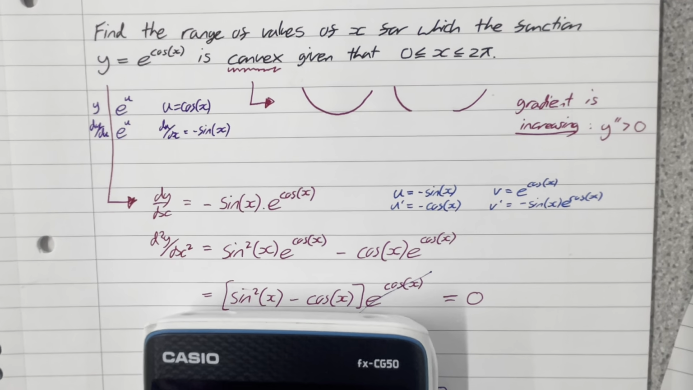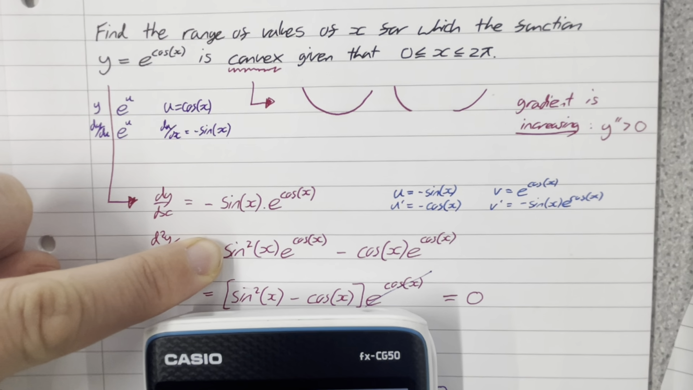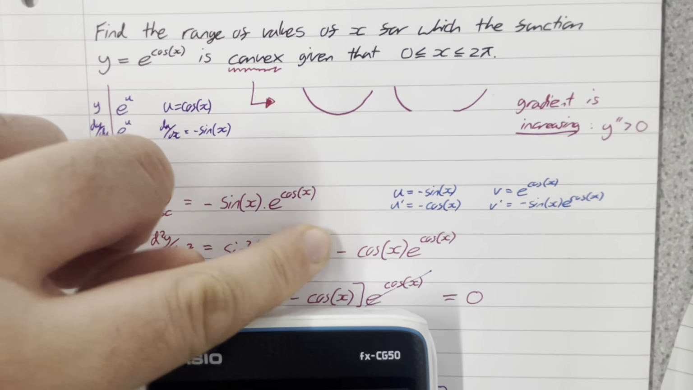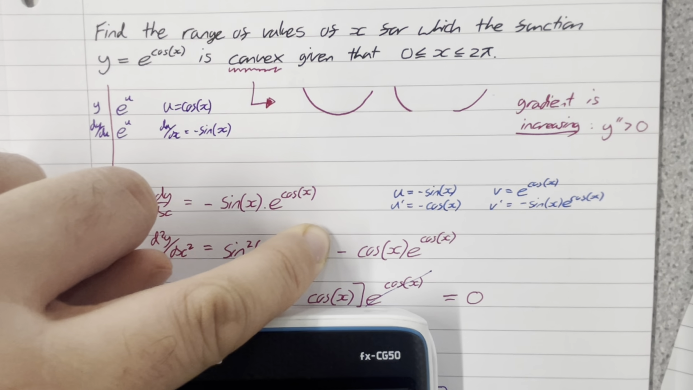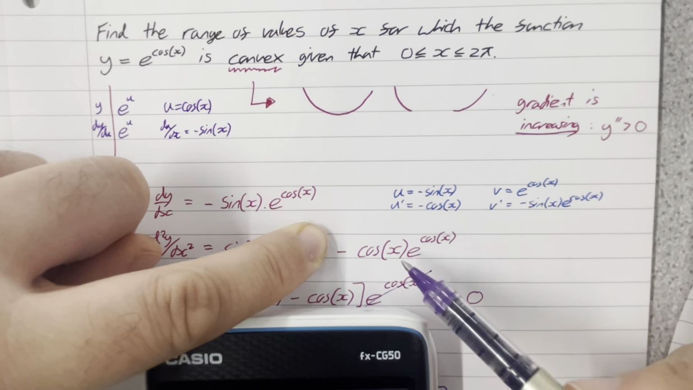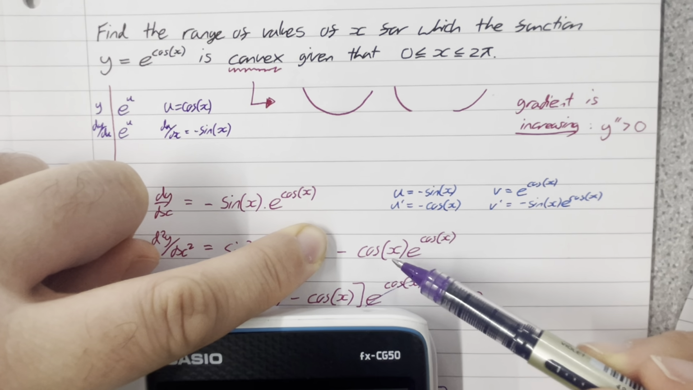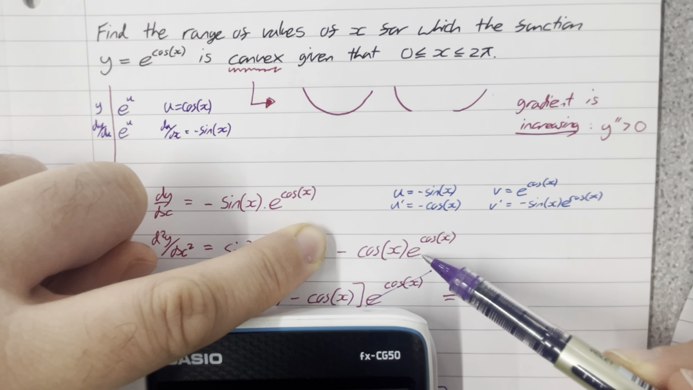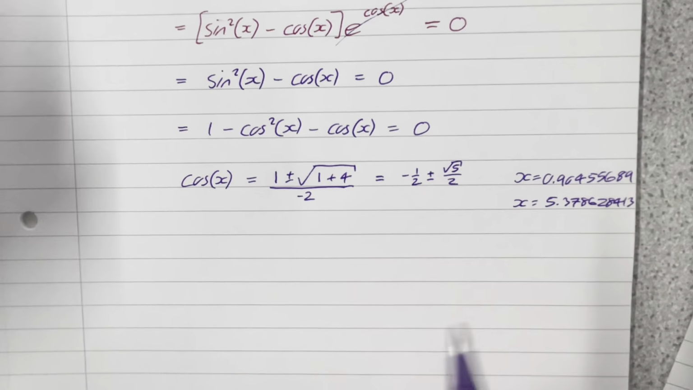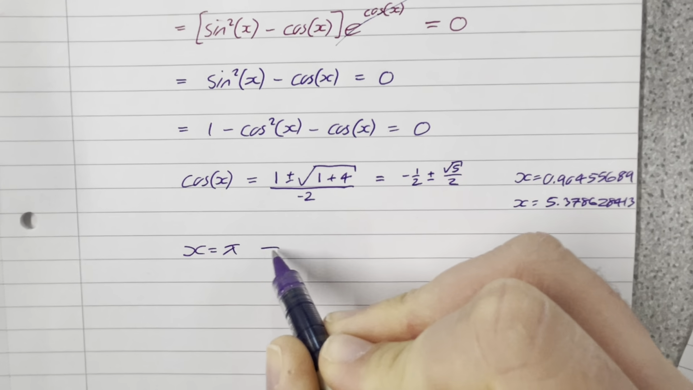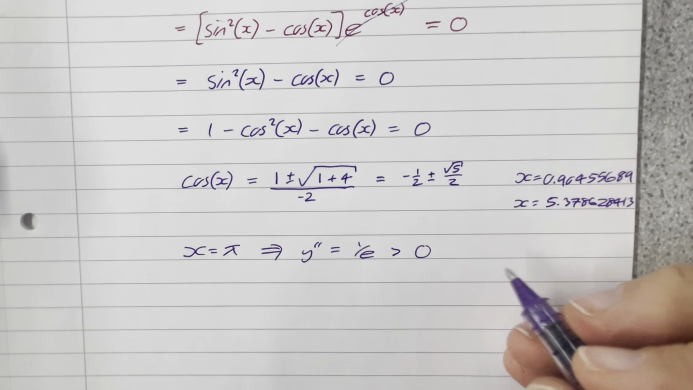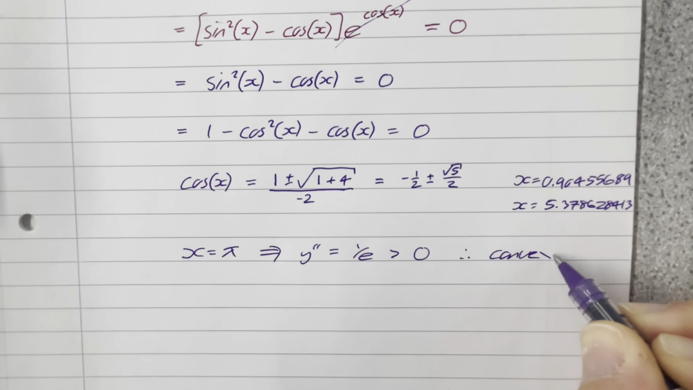So let's choose the number 1, just because that's nice and easy to plug in. Actually, even better, plug in pi. Let's plug in pi into there, so that the sine squared disappears altogether, and we're left with just negative cos of x times e to the cos of x. Cos of pi is minus 1, so it's minus times minus, which is positive, e to the cos of pi, but cos of pi is minus 1, so it's just 1 over e. So at x equals pi, y double primed is 1 over e, which is bigger than 0. Therefore, it's convex at that point.